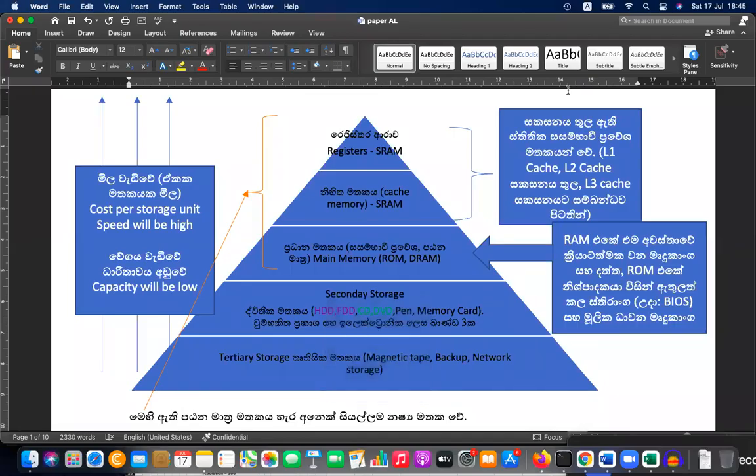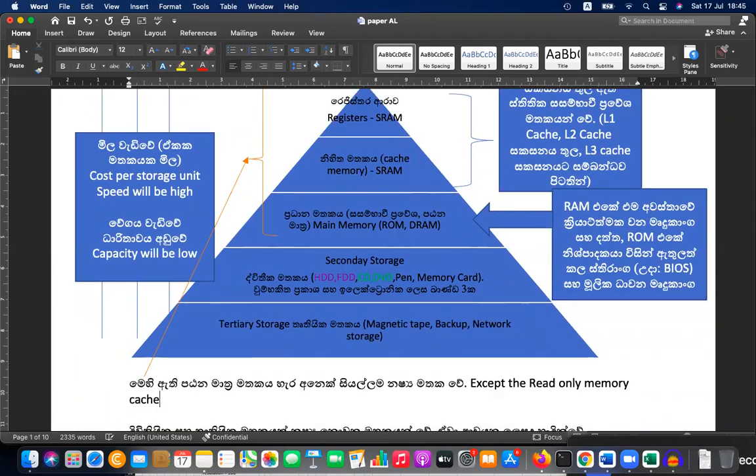Right, additional points will be these. Except the read-only memory, cache, registers, and main memory here are volatile.